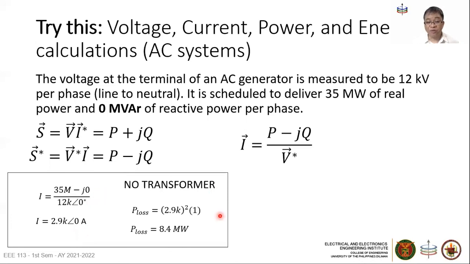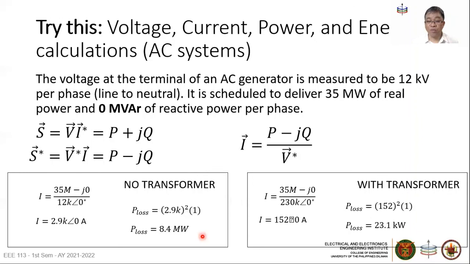The losses, as before, is I squared times the resistance. That's 2.9 kiloamperes squared times 1. That would be 8.4 megawatts. Notice that this is a little bit lower than the 14.4 megawatts that we solved earlier.